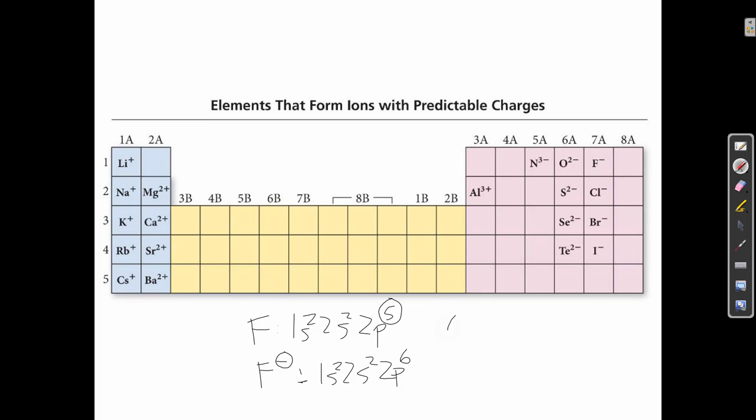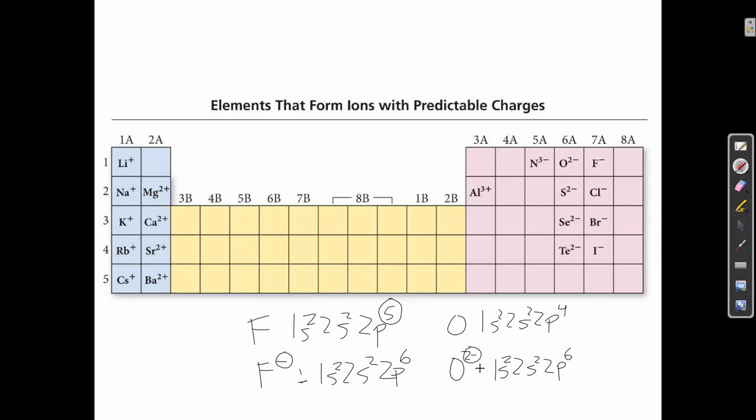Let's look at O. Oxygen, 1s2, 2s2, 2p4. Right? 1, 2, 3, 4. Oxygen gets a -2 charge, O2 minus. So when it gets a -2 charge, it gets two extra electrons. Where do they go? 2p5 and 2p6. So look, F minus, 1s2, 2s2, 2p6. O2 minus, 1s2, 2s2, 2p6. They're the same. Their electron configurations when they're neutral are not the same, but when they become ions, their electron configuration is the same.